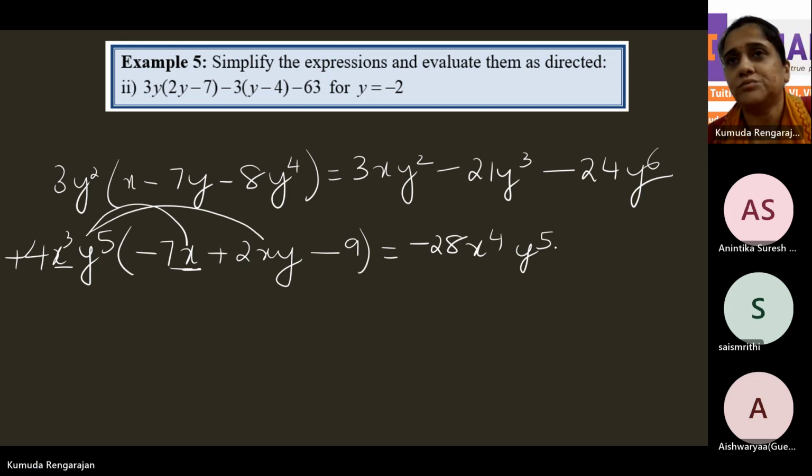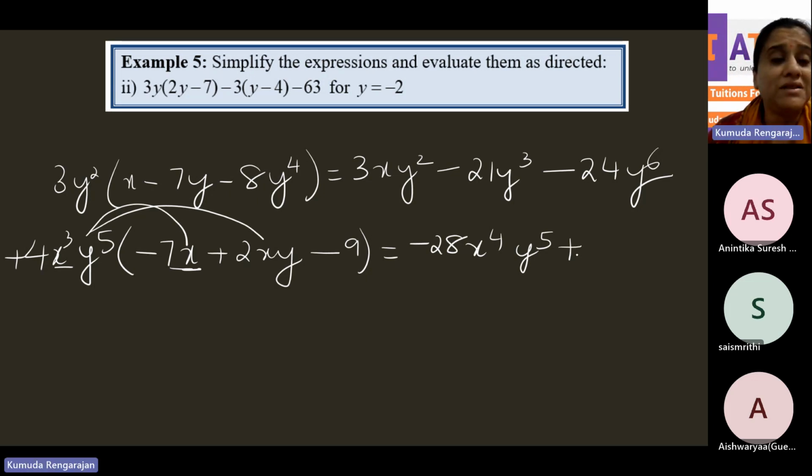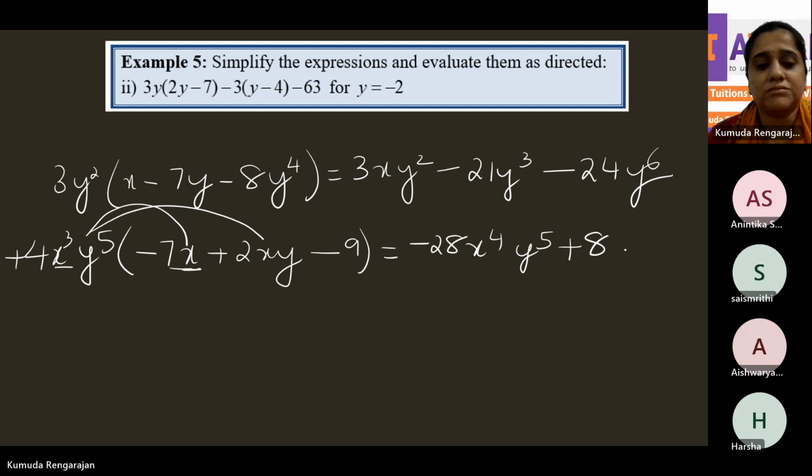I can't hear you. Plus, multiply the numbers. Eight. Multiply x cubed and x. X cubed into x. X power 4. Multiply y to the power 5 and y.